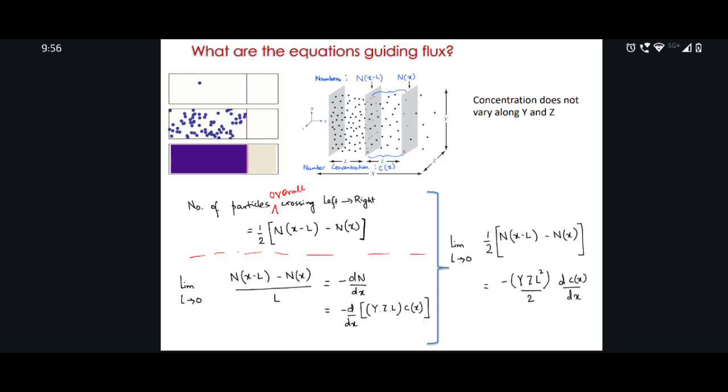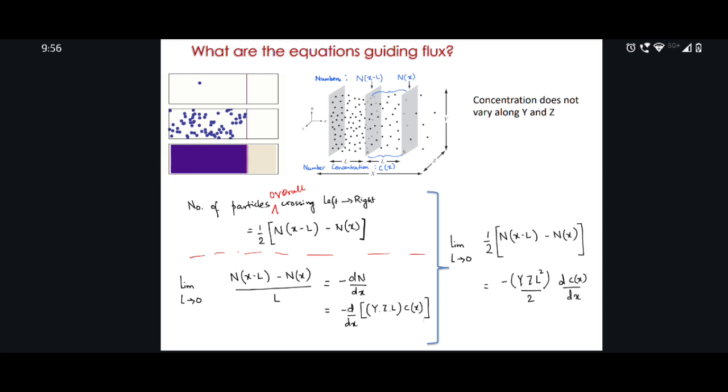Now, I'm introducing another quantity called C of x. Can anybody guess what C of x is? It is the concentration at position x. The unit for number concentration is number per unit volume. Concentration is typically, unless it's specified in a different way, something per unit volume. So C of x is a number concentration.